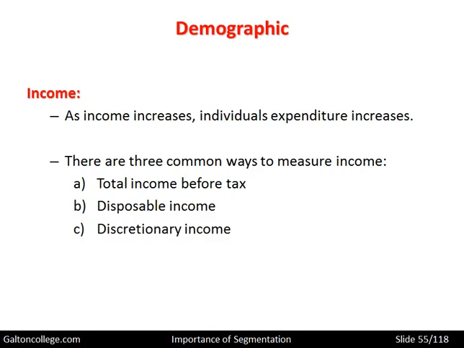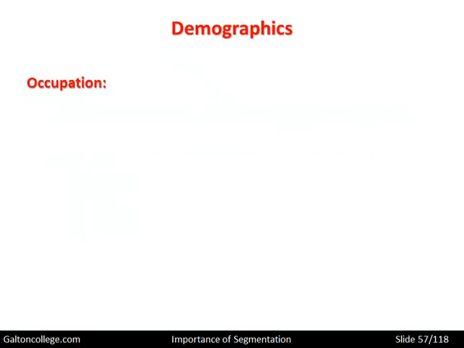There's also what we call discretionary income. This is income that we may have from different sources, from inheritance, or we just might be lucky and win the lottery. So there are different sources of discretionary income.